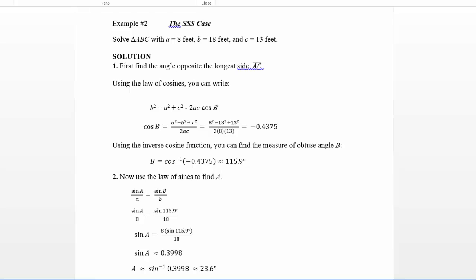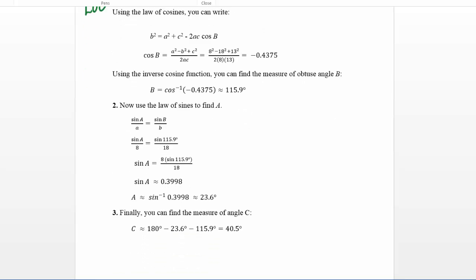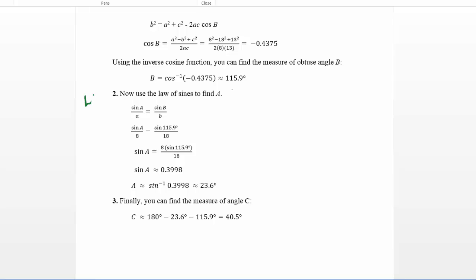So you can see here, again, we kind of have a three-step process. We start off with the law of cosines. In this case, we use side B being the longest side, so we are using the side B law of cosines version. And once we find angle B, we now have a complete ratio, and so then we're into the law of sines. And then lastly, we subtract from 180 to find that final missing angle.